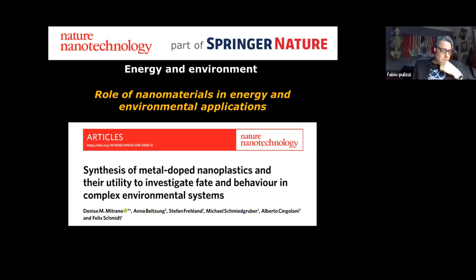So in this particular work, the authors used the synthesis of nanomaterials to create particles of plastic with a metal tracker inside, so that they could be used for simulating the fate of nanoplastic in the environment. In the case of this paper, they put these synthesized particles within a wastewater treatment plant and looked at what happened to them. And again, I thought that this was an important result, because it showed how the synthetic ability of a researcher to create nanomaterials can eventually be used to study something which is important for the environment and for society.